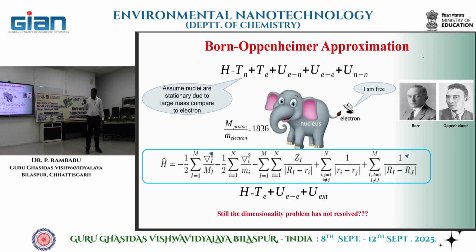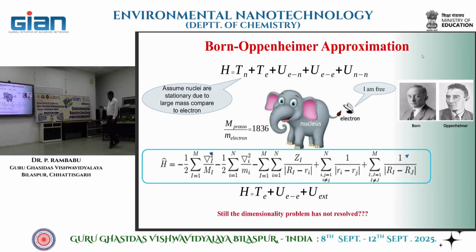But if you see, though I have neglected one term, the kinetic energy, unfortunately the dimensionality problem has not gone. We have neglected one term, but still the 3n dimensional problem is there, because if you have n electrons, you have 3n variables. So though in Born-Oppenheimer they have neglected this kinetic energy of the nuclei, they could not reduce the dimensionality issues.